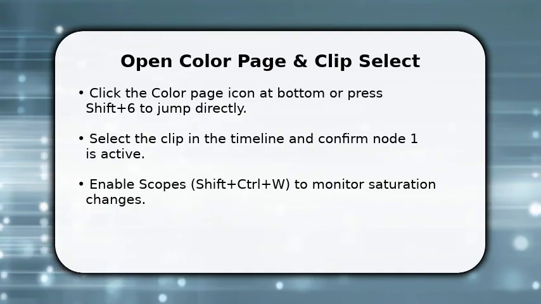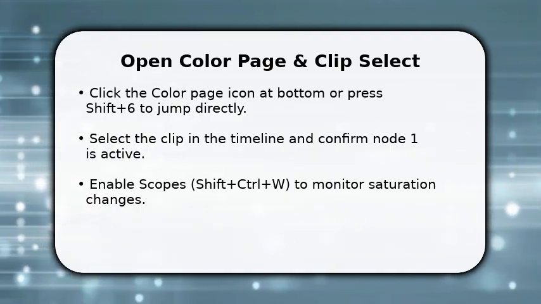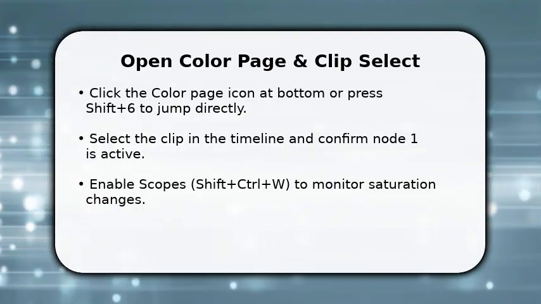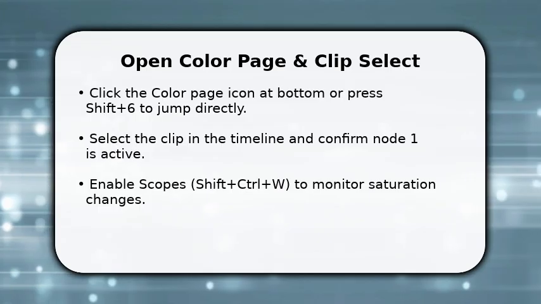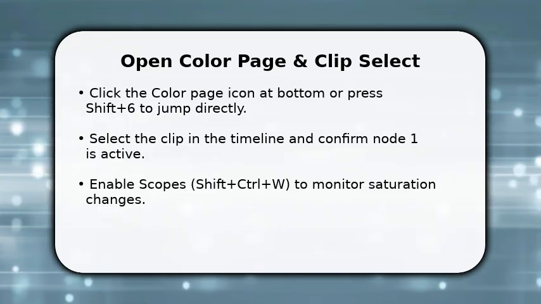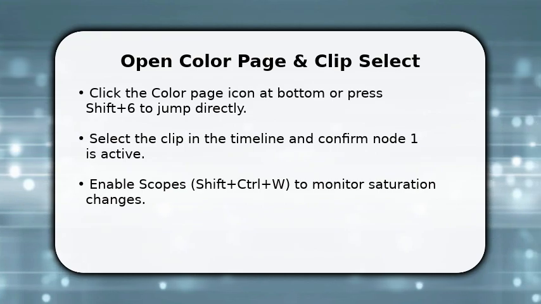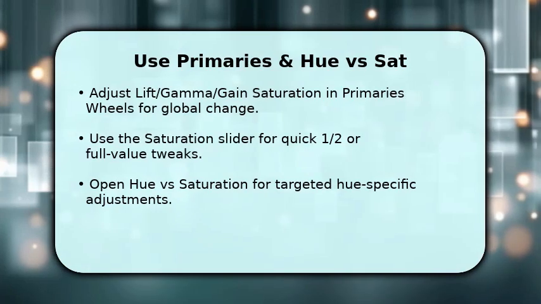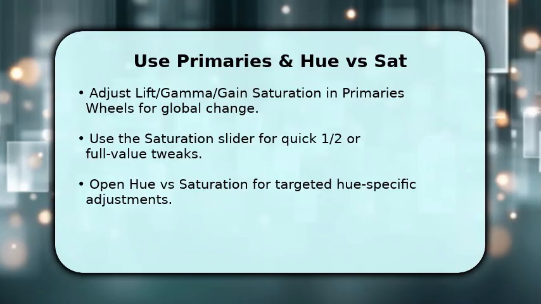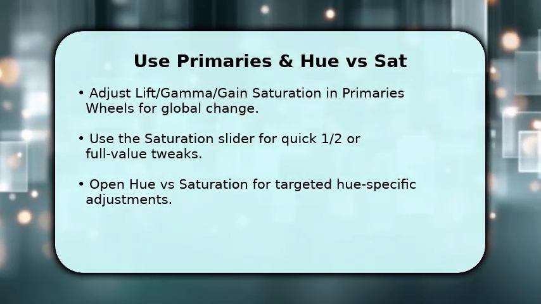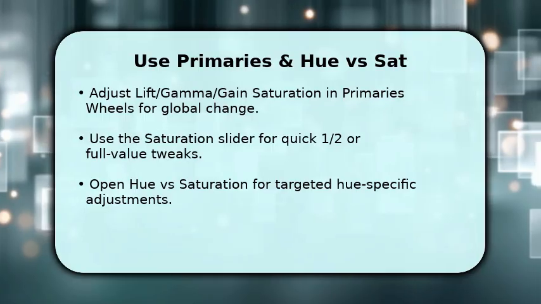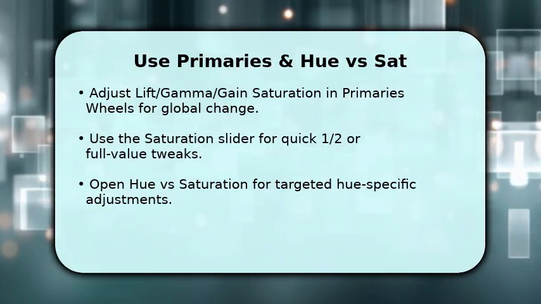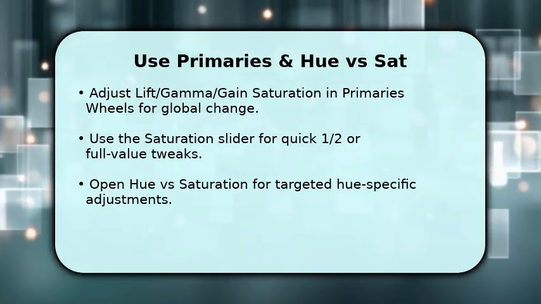If no node exists, add one with Alt+S. Now you're set to change saturation without guesswork, and the scopes will validate each step as you proceed. You'll usually start with the primary wheels' saturation control to get a balanced, global result. Nudge lift, gamma, gain saturation subtly to keep skin tones natural. Once done, use the main saturation slider for quick whole image scaling.